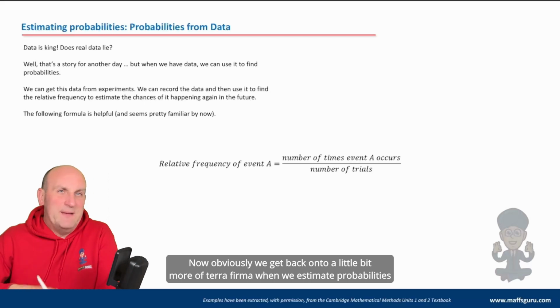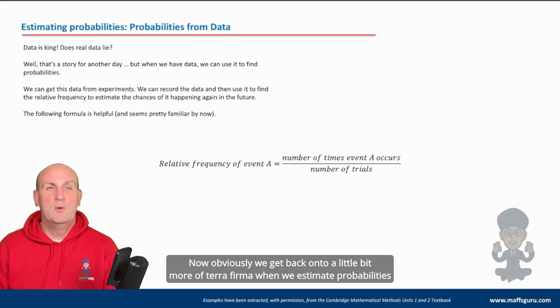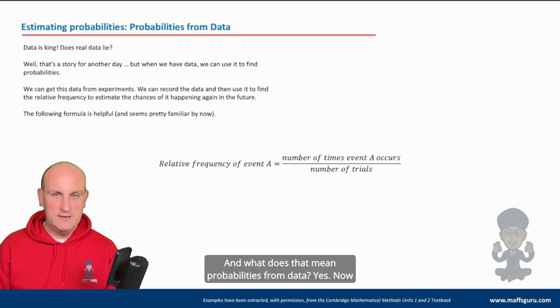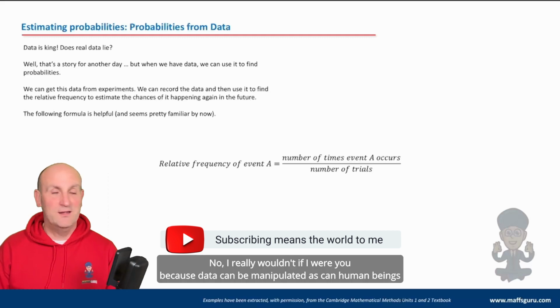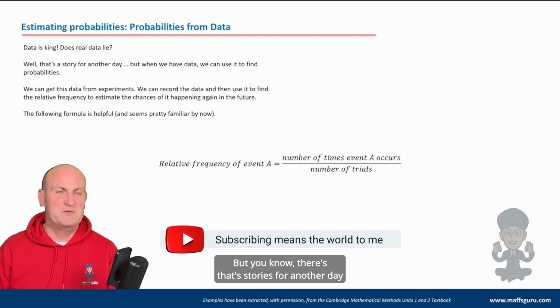Now, obviously, we get back onto a little bit more of terra firma when we estimate probabilities. And what does that mean? Probabilities from data. Yes. Now, data is king, isn't it? We believe all the data that's out there. No, I really wouldn't if I were you, because data can be manipulated, as can human beings. But that's stories for another day.